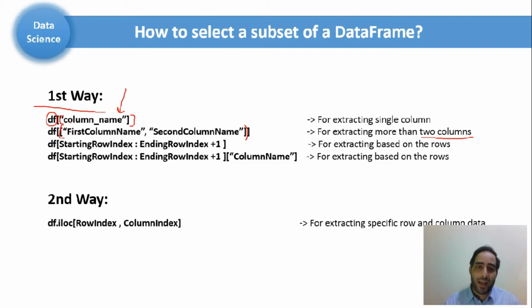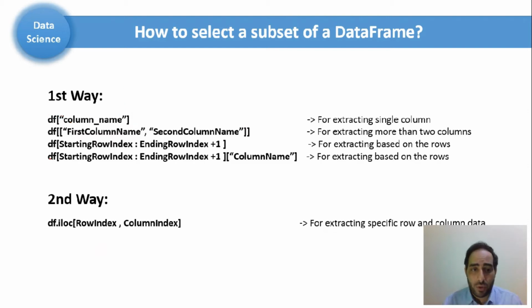So you can take it as a rule, whatever you want to extract, you can just pass it as a list, whether it is a single column or multiple columns, but you just need to mention the name of the columns between quotation marks. Don't forget that it needs to be between quotation marks. So this is how to extract based on the column.